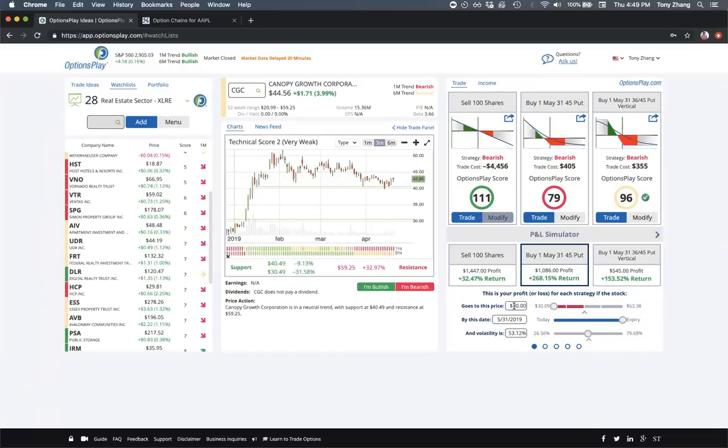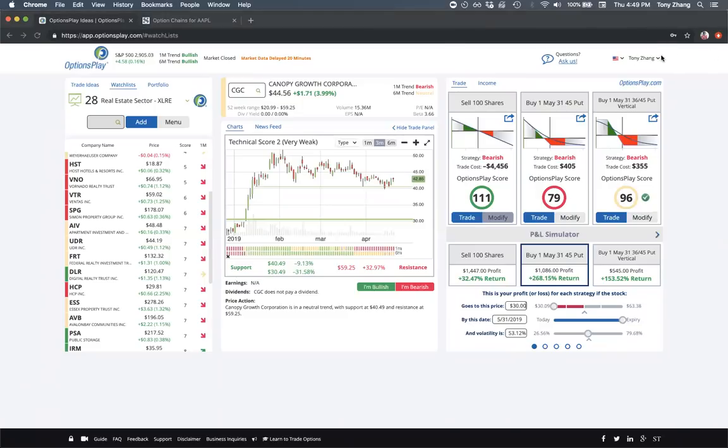So if you think it's only going to go down to $36, then you certainly may want to consider buying that put spread. But if you do think that you're going to get a move down to 30, this is really where buying that put option is going to be probably better off for you in this particular case. So this is how you can utilize our tool.